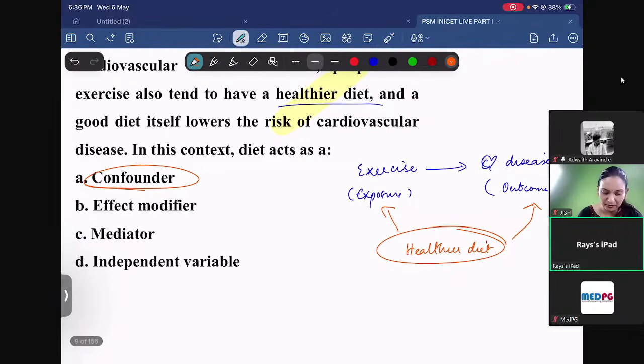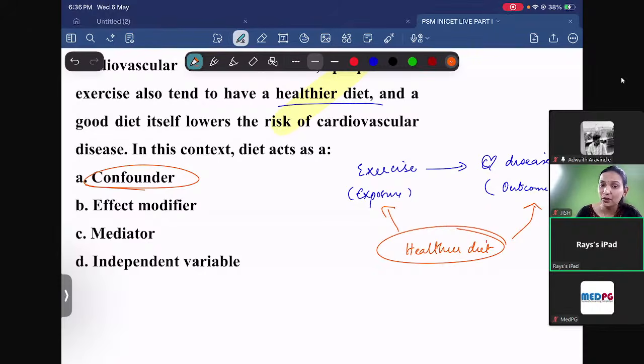So what is a confounder? We will see. A confounder is a third variable, or you can say a mix-up variable. So you have an exposure, you have an outcome, and here comes a third variable, which plays in this particular relationship between exposure and outcome, and it can either create a false association, or it can exaggerate an already existing association. Suppose there is an exposure and an outcome, and when this third variable, the confounder, comes in, it creates a false association. Actually, there was no association between the exposure and the outcome, but a confounder comes into play and creates a false association. So such a variable is called a confounder.